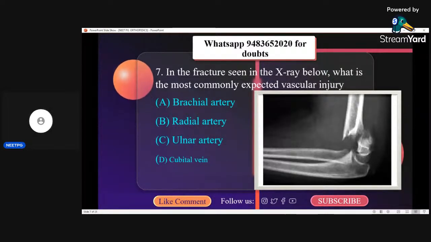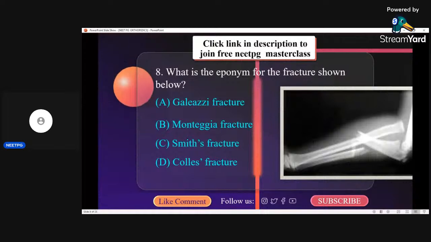The correct answer here is brachial artery. Why? It is a supracondylar fracture, so there can be an injury to the brachial artery. What is the eponym of the fracture shown below? It is Monteggia fracture.